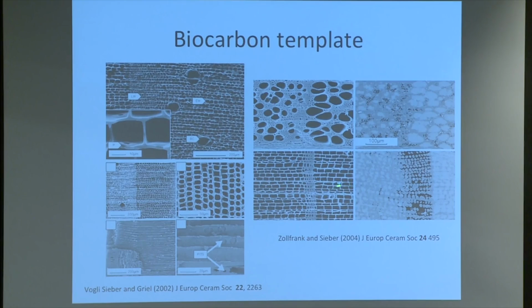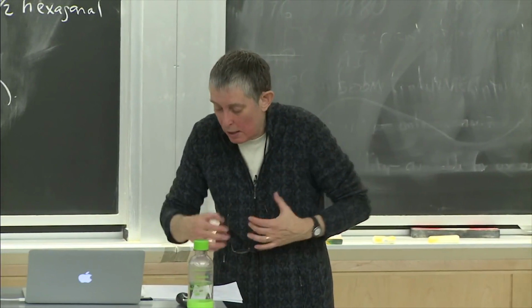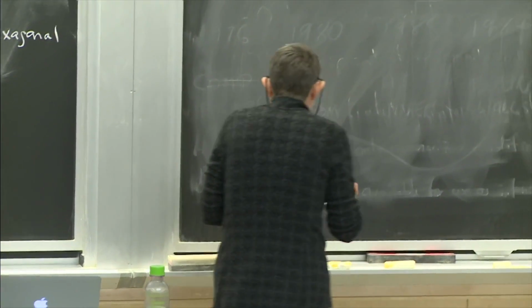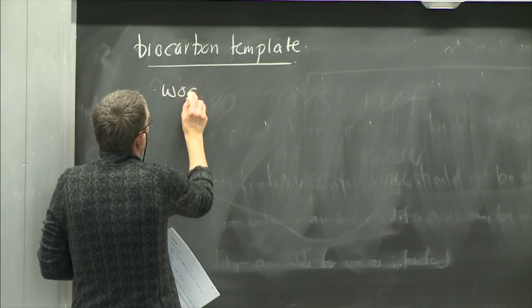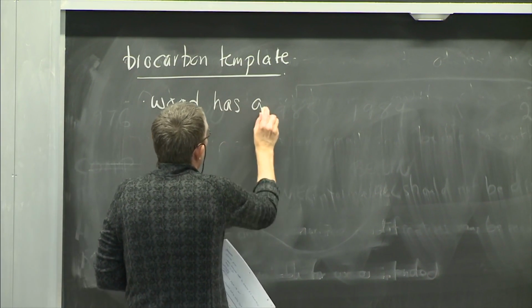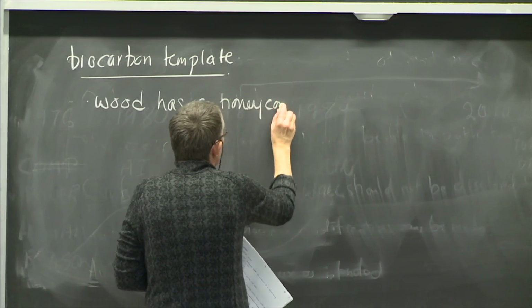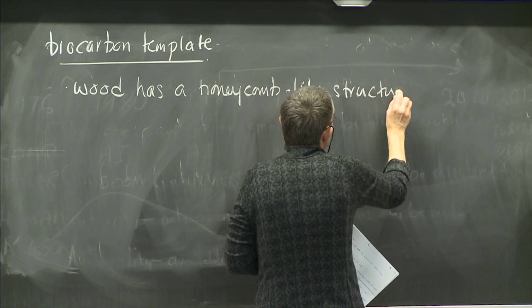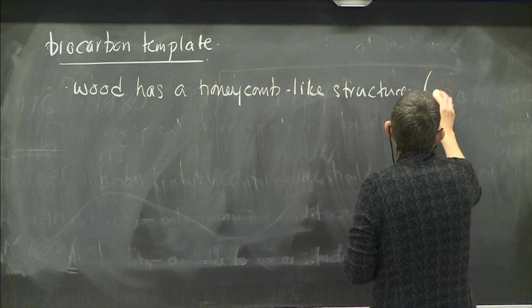And this is a similar thing here. These two are the carbon template, and here they've used silicon and filled in the voids. So they've got silicon carbide where the cell walls used to be, and silicon where the void used to be. People are playing around with this as another way of making a honeycomb type of structure. They use other kinds of plants besides wood as well, but that's the general idea. The idea is that wood has a honeycomb-like structure, and the cells are fairly small.